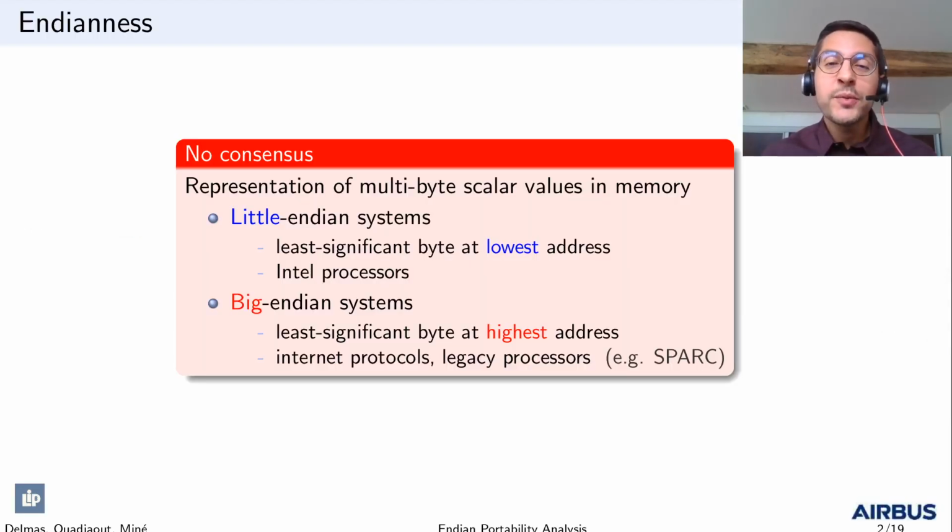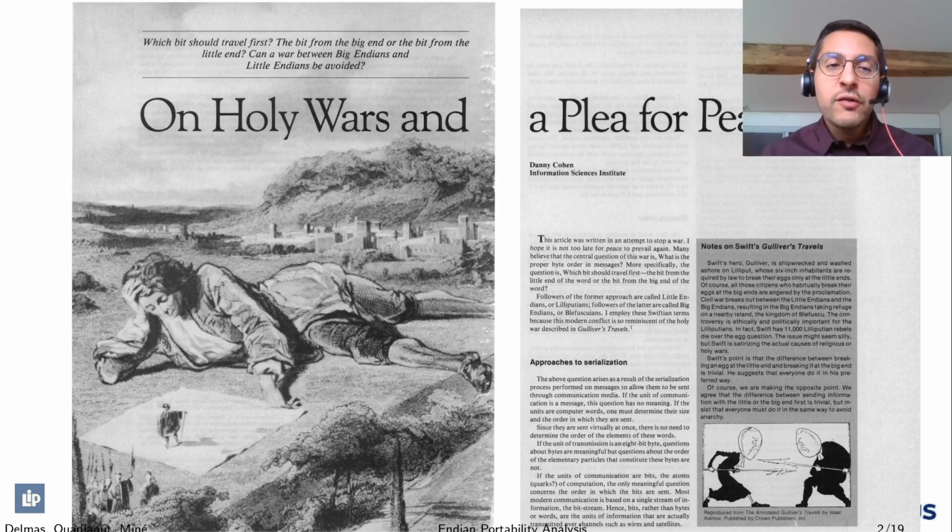There's no consensus on the representation of a multi-byte scalar value in computer memory. Little Endian systems store the least significant byte at the lowest address, while Big Endian systems do the opposite. Little Endian systems include Intel processors, while Big Endian systems include Internet protocols and legacy processors such as SPARC. Note that such a conflict might raise religious wars, such as the civil war Gulliver witnessed when traveling to the land of Lilliput, where Little Endians insisted that eggs should be broken at the little end and fought Big Endians who wanted to do the opposite.